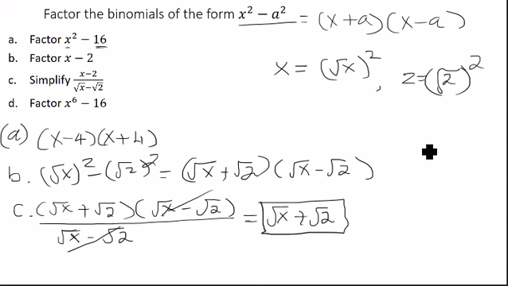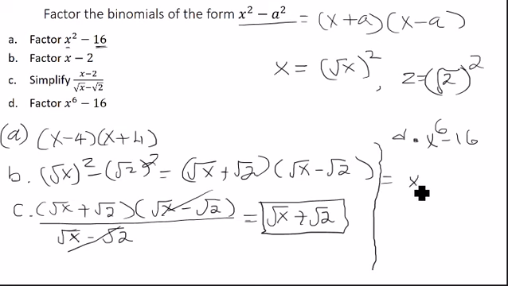Okay, so we have our last example here, which is part D, and that's going to be x to the 6 minus 16. In this case, we don't have the square, but you know, 6 is an even number, so you can change it into the square of something. So a little bit of trick, which is basically a very standard procedure later on, is this.